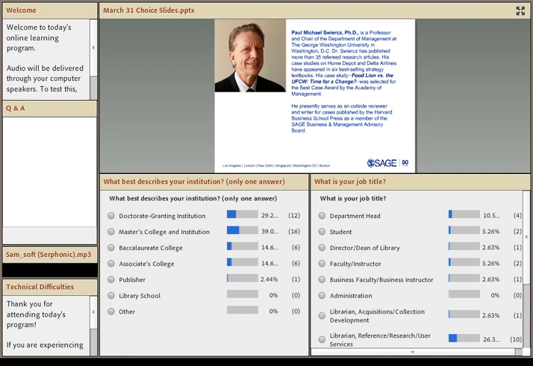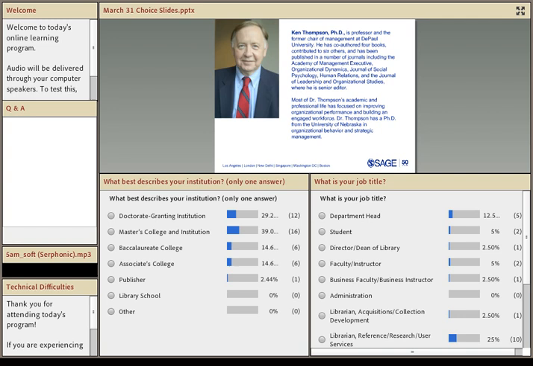Last but not least, Ken Thompson is the professor and the former chair of management at DePaul University. He has co-authored 4 books, contributed to 6 others, and has been published in a number of journals, including the Academy of Management Executive, Organizational Dynamics, Journal of Social Psychology, Human Relations, and the Journal of Leadership and Organizational Studies, where he is senior editor. Most of Dr. Thompson's academic and professional life has focused on improving organizational performance and building an engaged workforce. Dr. Thompson has a PhD from the University of Nebraska in organizational behavior and strategic management.